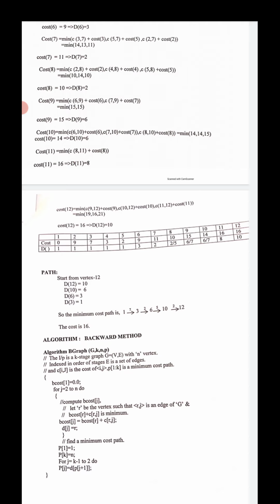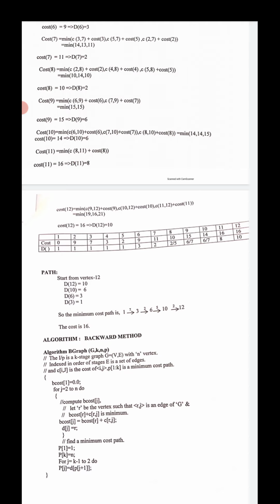In the sense, 1 to 3 the distance will be 7, 3 to 6 is 2, 6 to 10 is 5, 10 to 12 is 2. This is the shortest distance, this is the minimum cost. We have to calculate 7 plus 2, how much? 9, plus 5 is 14, 14 plus 2 is 16. So the cost is 16. Yes, the cost is 16. This is the minimum cost path.